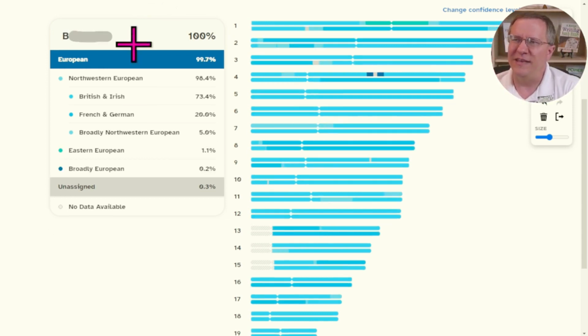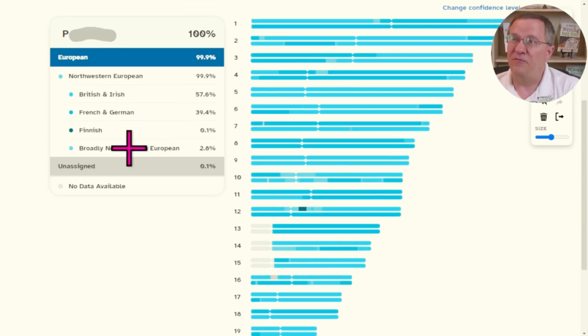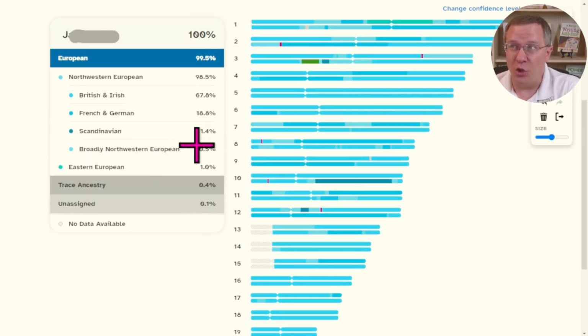Let's go and look at the next one here. Well, this is broadly Northwestern European. I'm not going to worry about that. Finnish. One of my older brothers has Finnish. It's tiny, 0.1%. Nothing for me. And the closest thing actually for my younger brother is 1.4% Scandinavian. Okay, so he doesn't have Finnish. Nobody else has Scandinavian except for the younger brother.